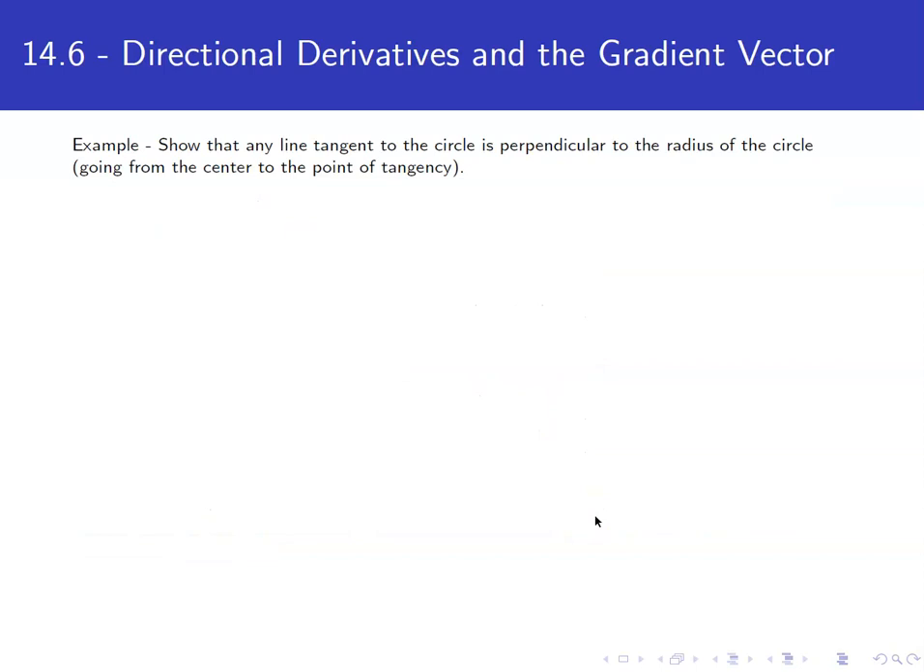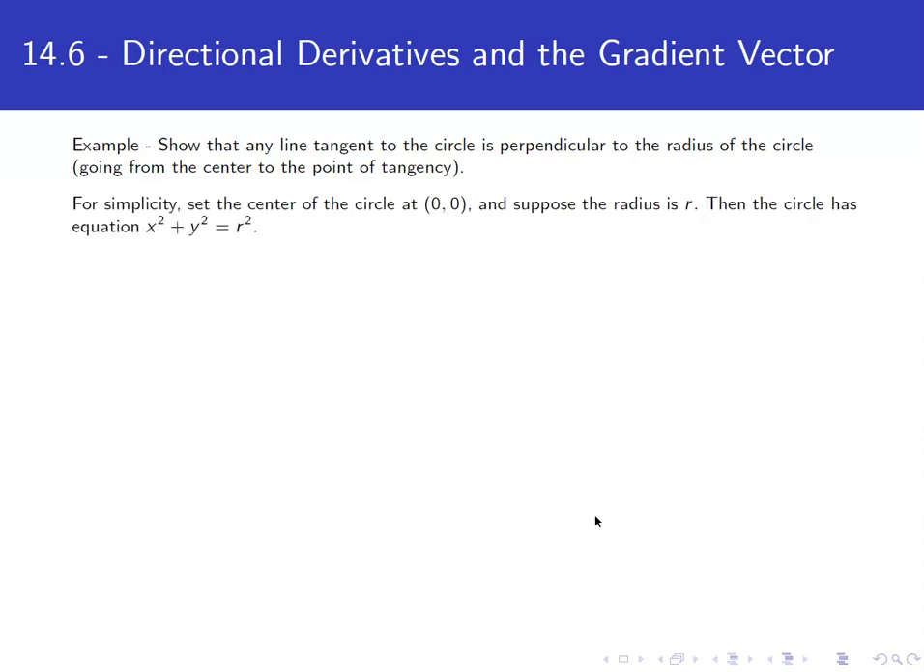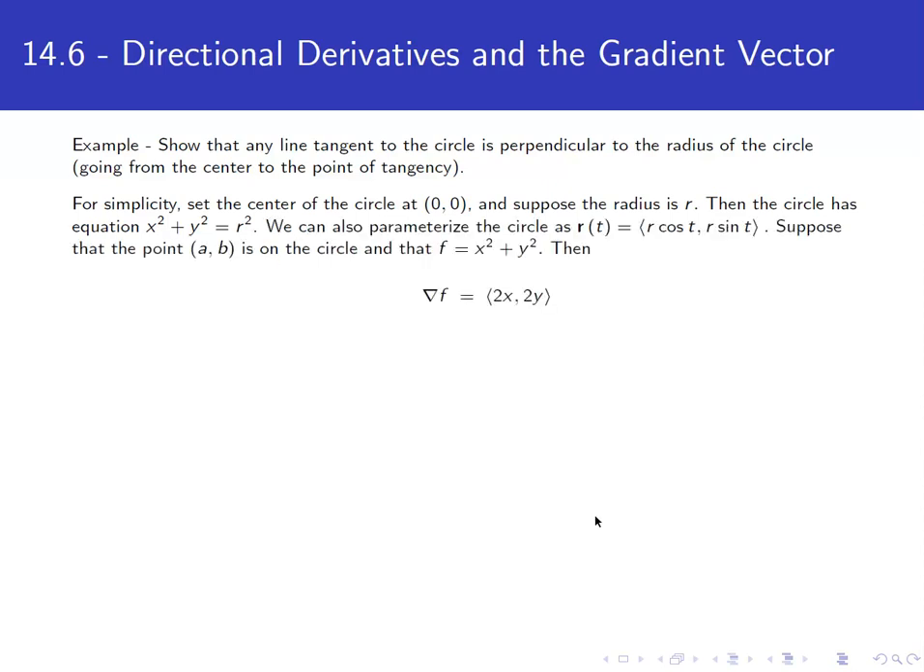Okay. So let's do this with an example. Let's show that any line tangent to a circle is perpendicular to the radius. Let's simplify everything and do a circle of radius r centered at the origin. Then we have the equation x squared plus y squared equals r squared. We can also parameterize that circle as r of t equals r cosine t, comma r sine t.